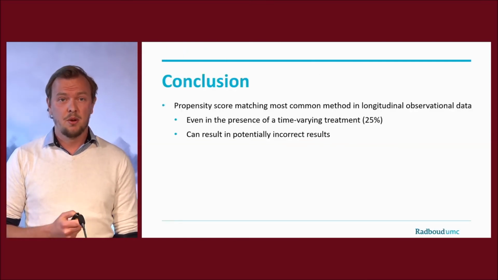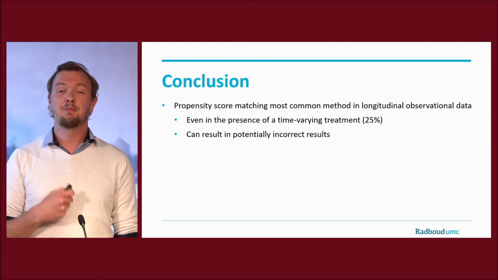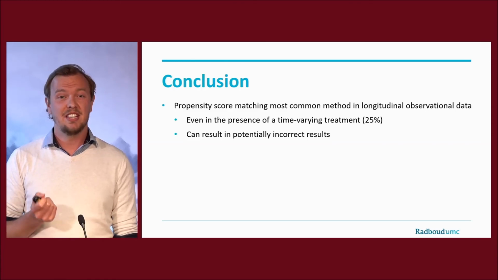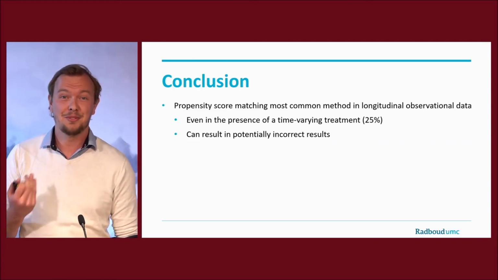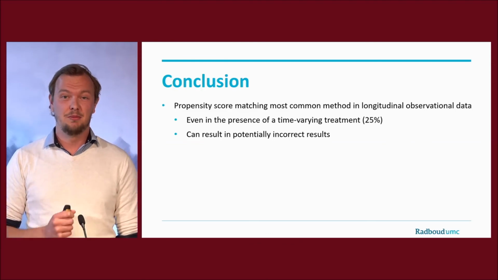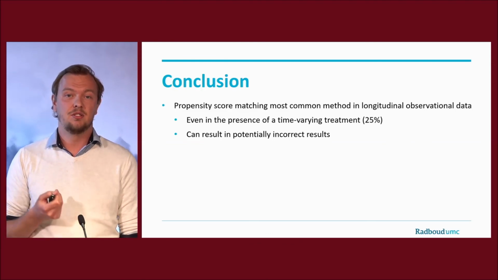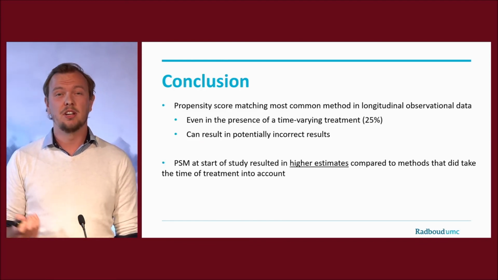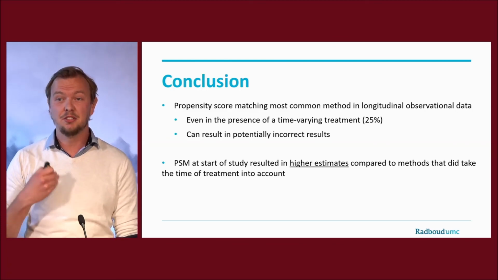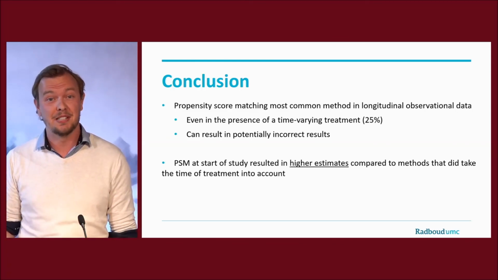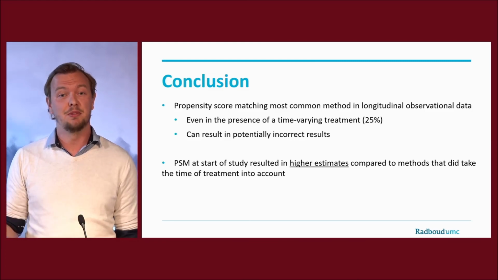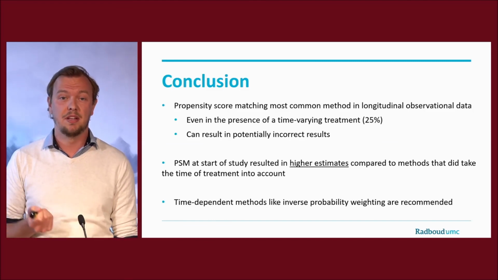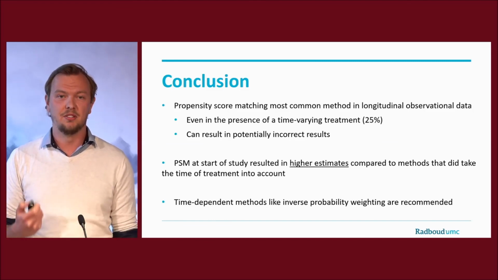So to conclude, in our systematic review, we found that propensity score matching is still the most common method in longitudinal observational data. And even in the presence of a time-varying treatment, in 25% of the papers that we found, it is still being used. And this can lead to incorrect results, potentially. In our own empirical data, we found higher estimates when we use the baseline methods compared to more advanced methods that do take the time of treatment into account. And therefore, we recommend to use time-dependent methods like inverse probability weighting to preclude this.